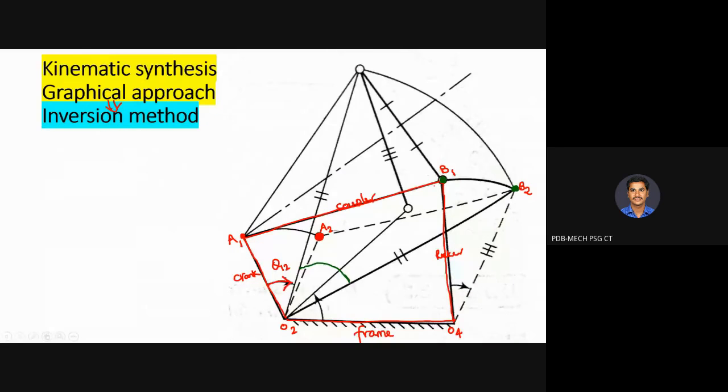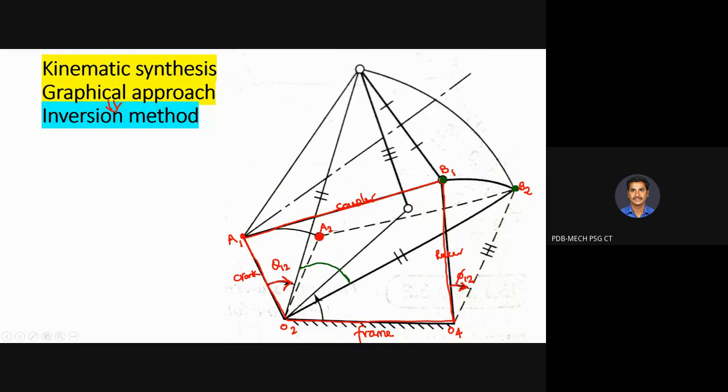from position 1 to position 2, your B1 is also moved from position 1 to position 2. So let me denote this as psi 1, 2. What is meant by psi 1, 2? The output angle of the rocker. The movement of the rocker from position 1 to position 2.